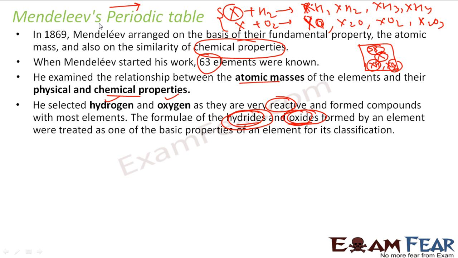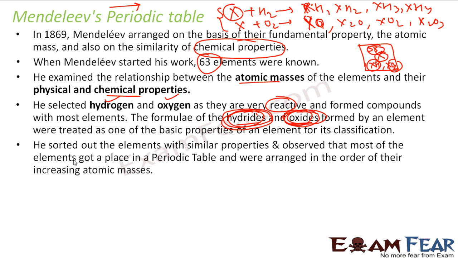In Newlands' one, his primary concern was the increasing atomic mass, and then he found that coincidentally they have repetitive chemical property. For this guy, the critical or main thing was that elements should have the same chemical properties, that is, the kind of hydrides and oxide forms should be similar, and then the second critical thing was the atomic mass, correct? So he sorted these elements based on the similar properties and observed that most of the elements got a place in the periodic table and they were arranged in the order of increasing atomic mass. So he was able to arrange them, correct?